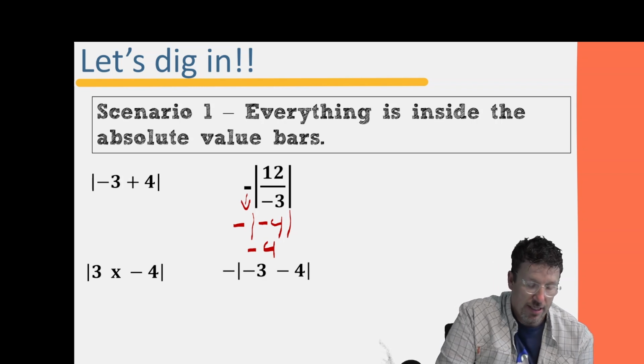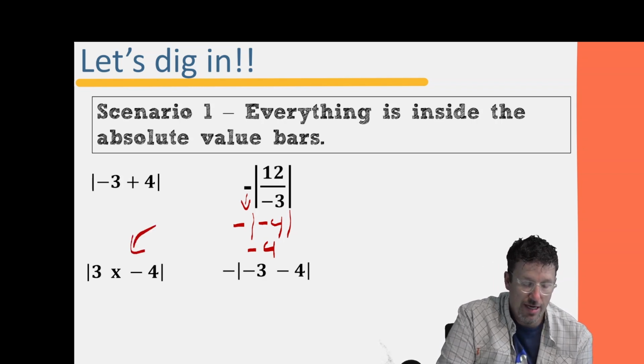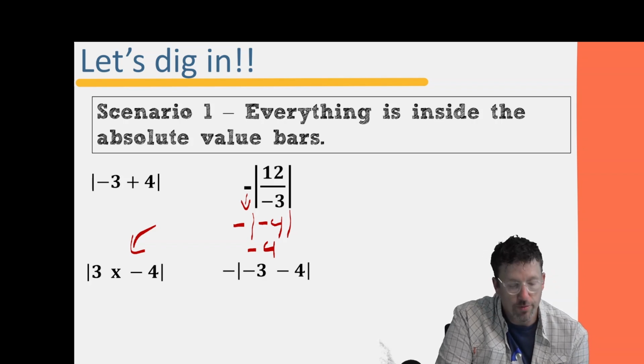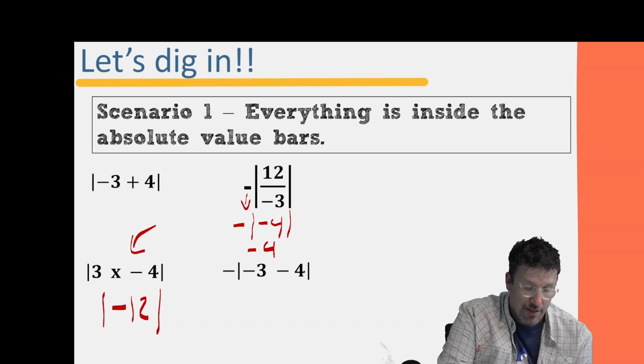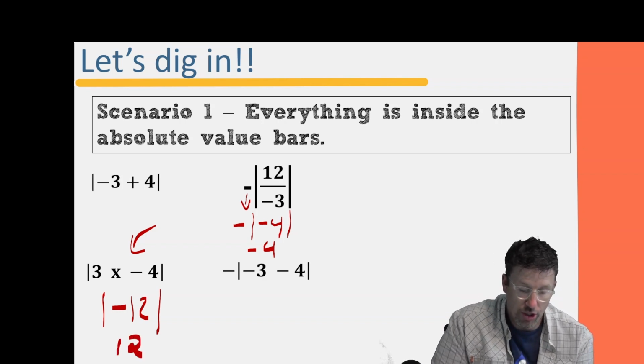Now this next one here, we have 3 times -4. So what is 3 groups of -4? -4, -8, -12. So we have -12, but we have not done the absolute value part. What is the absolute value of -12? It is 12. Good job.